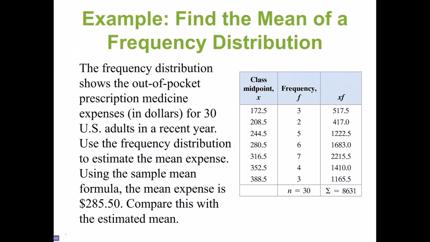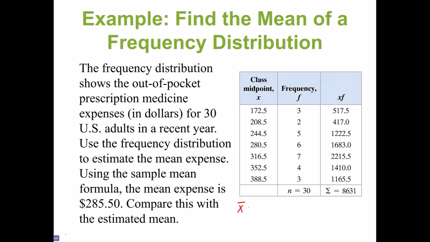All right, here I've got a frequency distribution showing the out-of-pocket prescription medicine expenses for 30 U.S. adults in a recent year. We want to use this distribution to estimate the mean expense. I helped you out a little bit. I gave you the midpoints already. I gave you the frequencies already. And we did the midpoints times our frequencies and added them up for you. So really, it's just plugging into that formula.